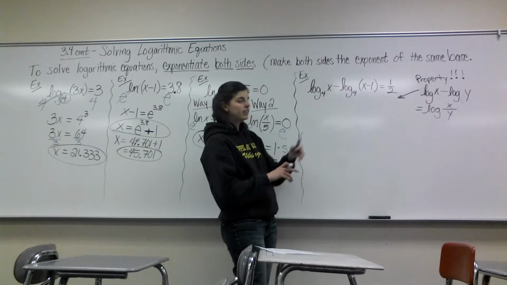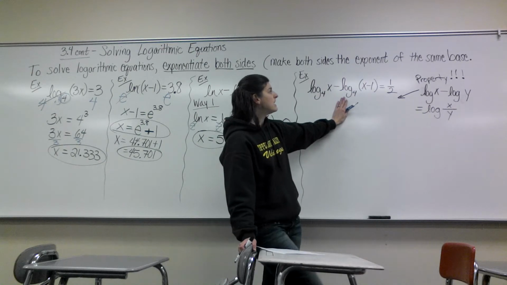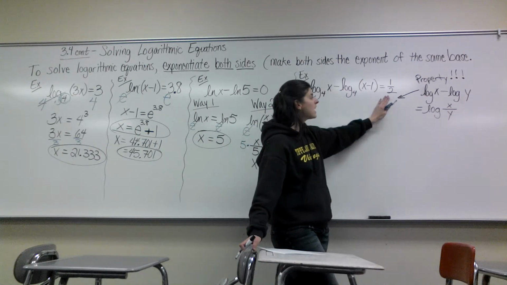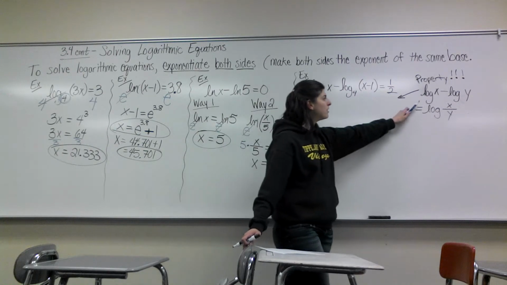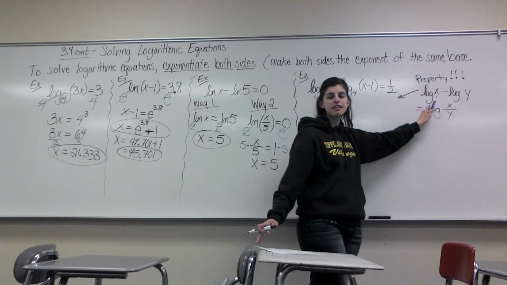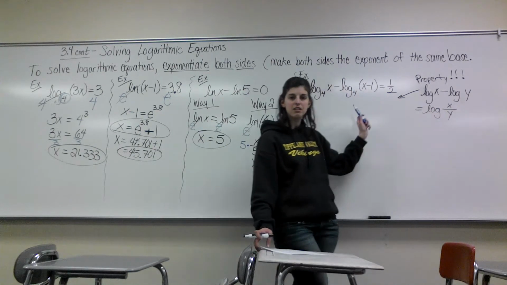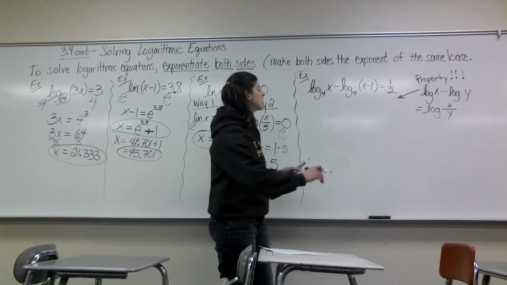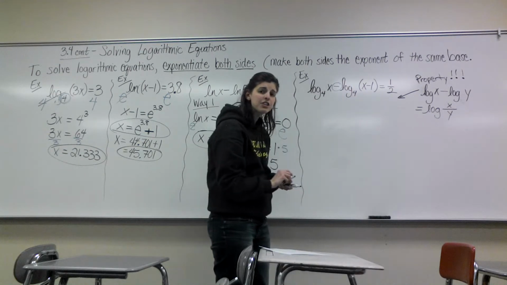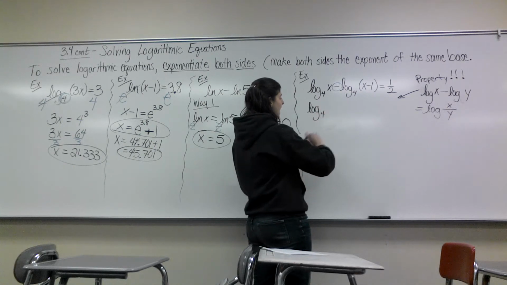Okay, now, here we have log base 4 of x minus log base 4 of the quantity x minus 1 equals a half. I've written the property up here. Anytime you have two logarithms of the same base being subtracted, that's the same as division inside of that logarithm. They have to have the same base. These do, they're both base 4. So what I'm going to do first is combine my logarithm. That subtraction right there is going to turn into division inside of my logarithm.